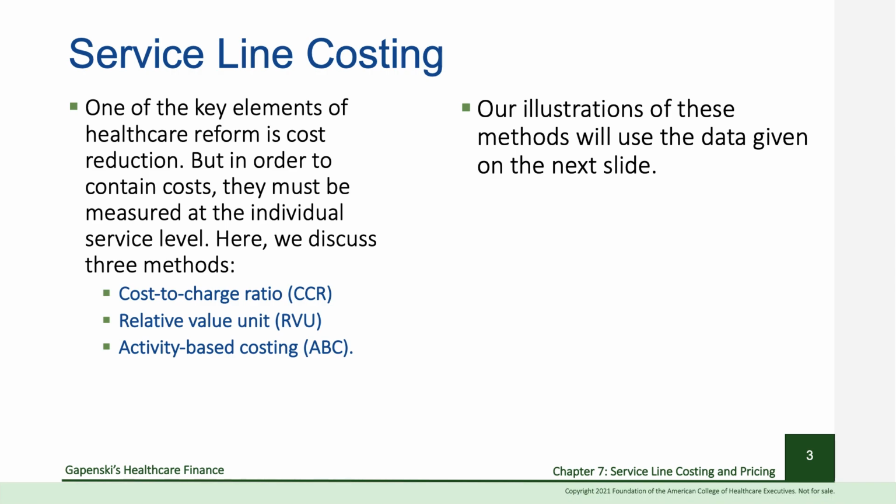So there are three ways in which we can determine the costing. The first is cost to charge ratio, the second is relative value unit, and the third is activity-based costing. We will do an illustration of the cost to charge ratio method and relative value unit method, and we will just talk about the activity-based costing.